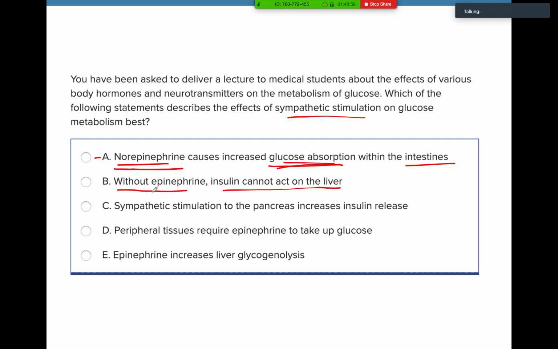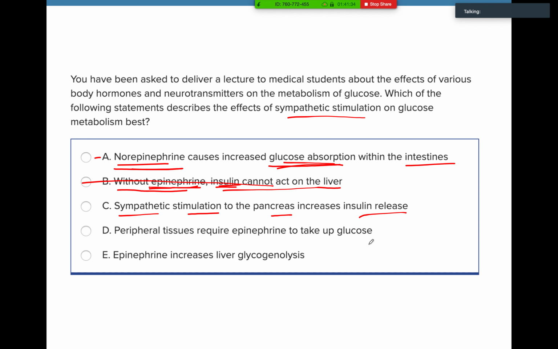Okay, so epinephrine, this is part of our sympathetic system. This is part of our system that raises the blood glucose. What about insulin? What does insulin do to blood glucose? Does it increase blood glucose or decrease blood glucose? Decrease, exactly. And so epinephrine should not be doing something that decreases blood glucose, right? And so we can take this out. Beautiful. Sympathetic stimulation to the pancreas increases insulin release.